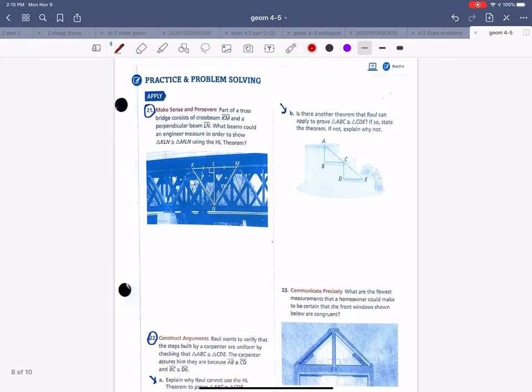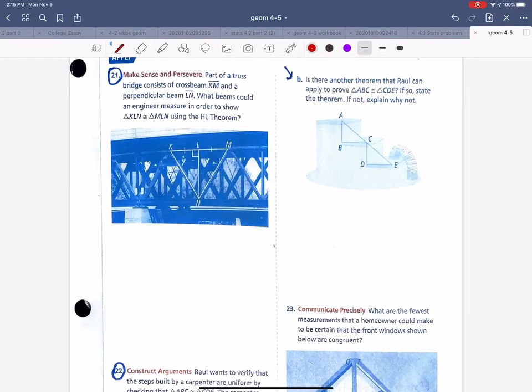So keep on moving. It says, make sense and persevere. Part of the truss of the bridge is the crossbeam KM, and that's perpendicular to KN. So both of these are 90-degree angles. What beams could the engineer measure in order to show HL? We're given that these are equal, and in order to spell HL, I need these hypotenuses equal. So I'd need beam KN to match MN because those are the hypotenuses.